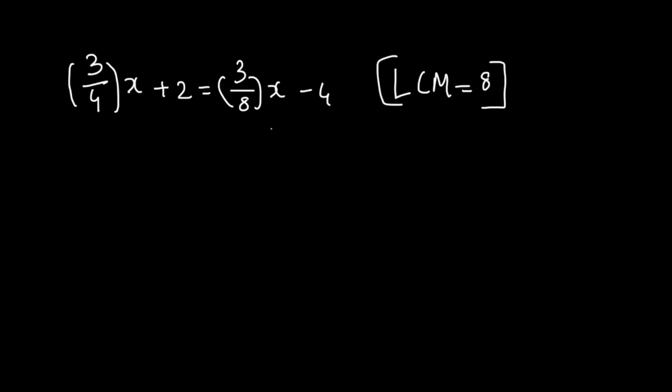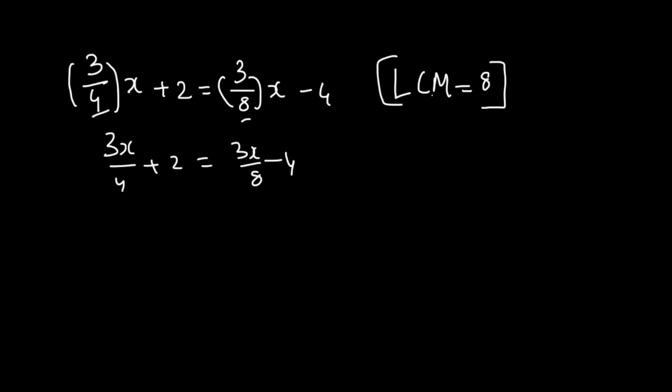So to find the LCM of the denominators, 4 and 8, the LCM is 8. And what you need to do is multiply 8 on both sides. So you need to multiply 8 on every single number. So basically you can write 3 by 4 into x as 3x by 4 plus 2, and 3x by 8 minus 4.